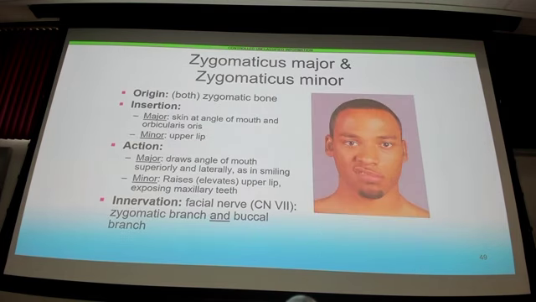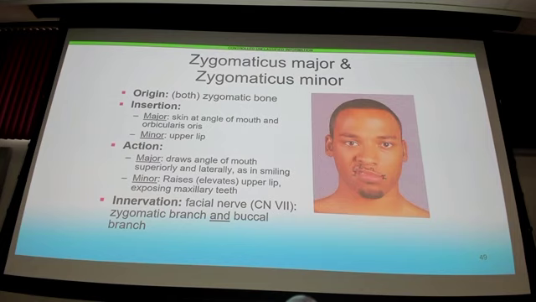Zygomatic is major and minor, I put them together here. Both of them originate off the zygomatic bone. We're going to look at where they insert so we know what they do. Major inserts at the skin, along with a lot of other muscles. It's going to insert here at the angle, the corner of the mouth. And minor is going to insert up on the upper lip on each side.